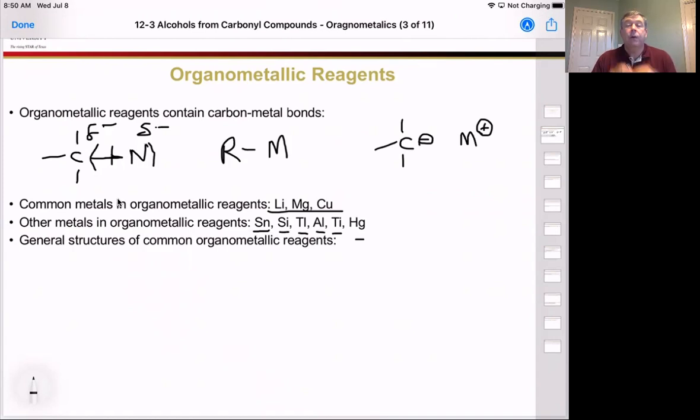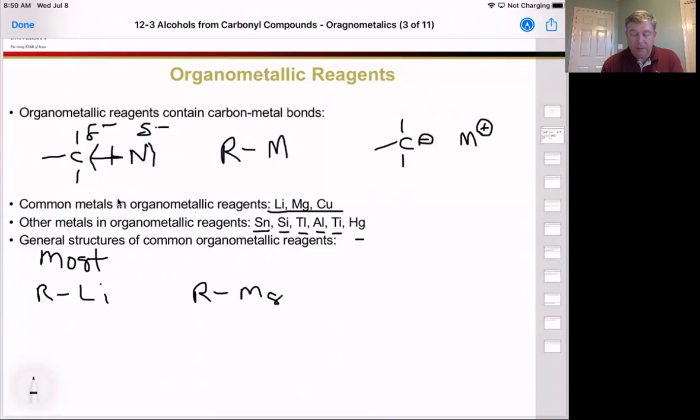The three most common that we'll be using in this particular chapter are the lithium, the magnesium, and the copper species. In general, the structure of the first would be R-Li. These are typically called alkyl lithiums or aryl lithiums, and they tend to be the most reactive of the set we'll be talking about. The next one is the organomagnesium compound, also called a Grignard reagent, and they typically have a structure where they also have a halogen on here.